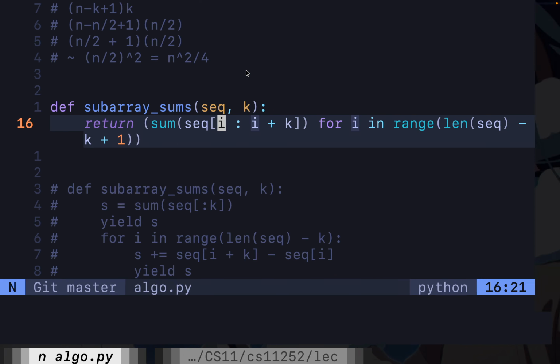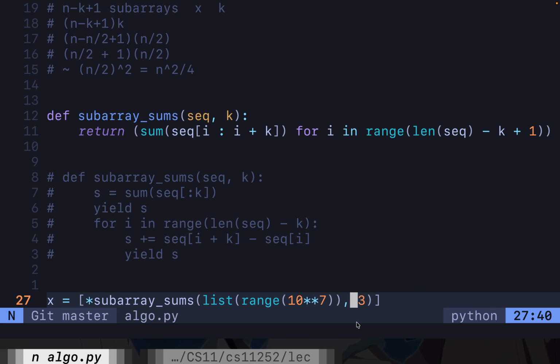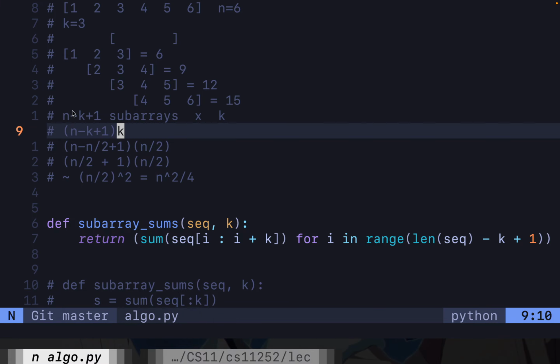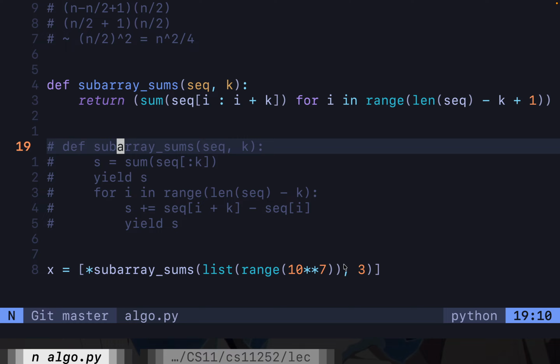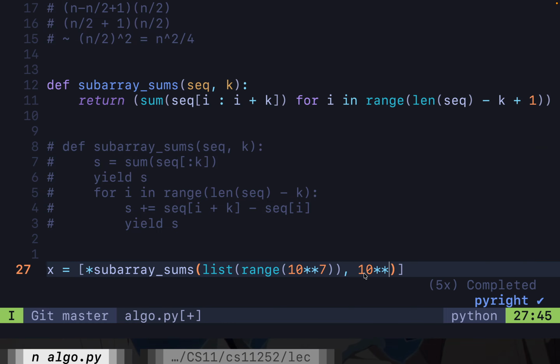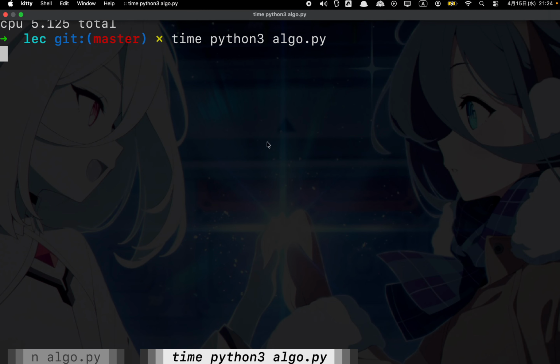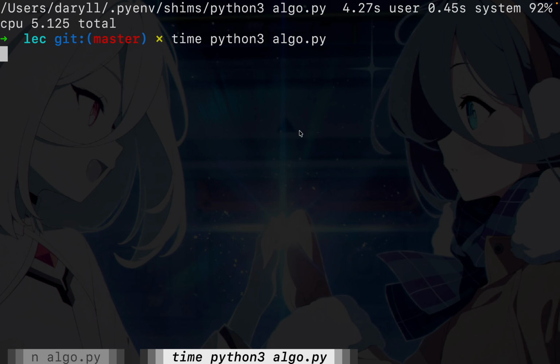Another thing we can do is, this k is just 3, so if this is a small number, then this is approximately going to be equal to n. So if we make this around n over 2, so 10 raised to 7 over 2, and we do that for the first one, it's now going to take quite a long time. As you can see, quite a lot of seconds have passed already.